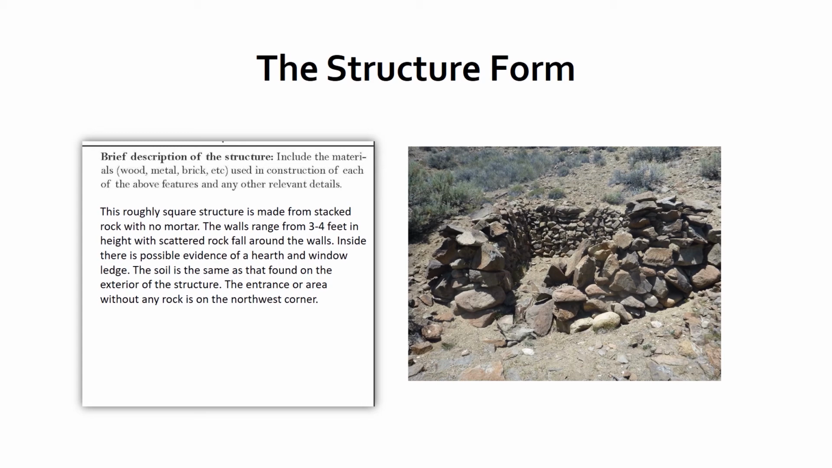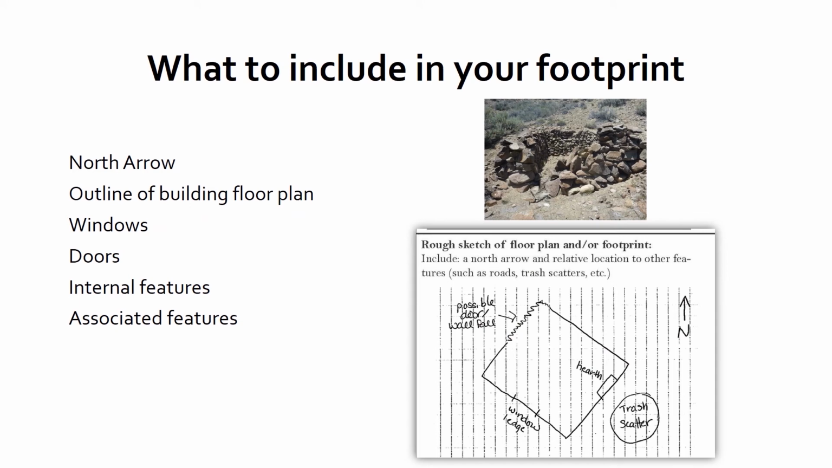But back to our original stone wall structure, the description can be simple. This roughly square structure is made from stacked rock with no mortar. The walls range from 3 to 4 feet in height with scattered rockfall around the walls. Inside, there is possible evidence of a hearth and window ledge. The soil is the same as that found on the exterior of the structure, and the entrance or area without any rock is on the northwest corner. And then you just draw a little sketch map of what you found.